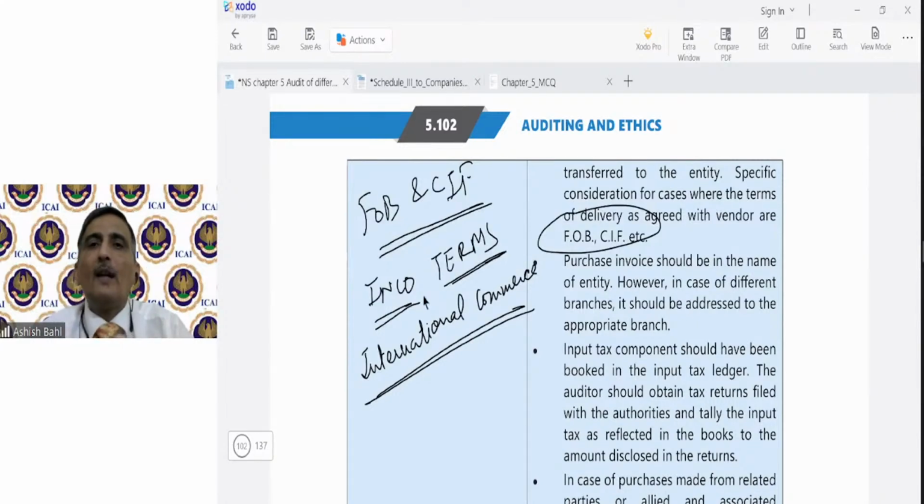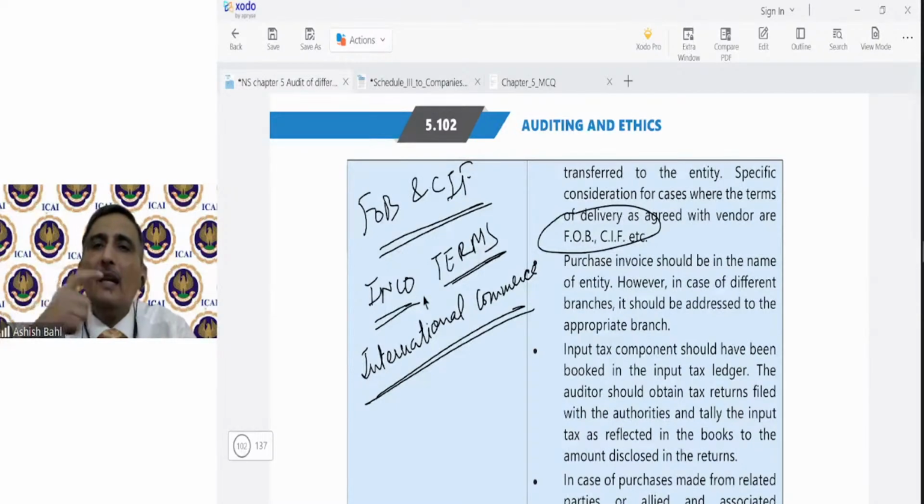So more frequently, these terms are used in export and import business, but now it is common to use these terms even in inland transactions, when the sales and purchase happen within the country also. So now these terms have become common. So FOB means free on board, and CIF means cost insurance freight.